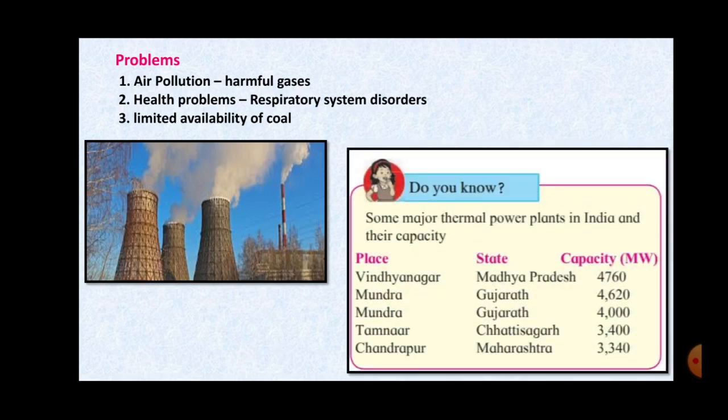And there is a table given in the textbook. Do you know some major thermal power plants in India and their capacity? This is just for your information where the thermal power plants in India are situated. One is in Madhya Pradesh in Vindhyanagar, and the capacity is given in megawatt. Then in Mundra, Gujarat. One more is there in Mundra, Gujarat. One is in Tamnar, Chhattisgarh, and one is in Chandrapur, Maharashtra.